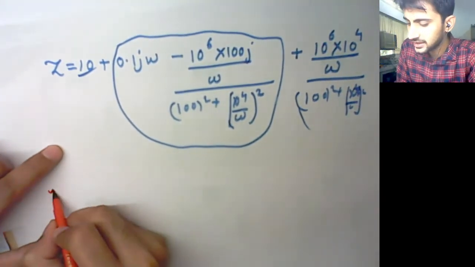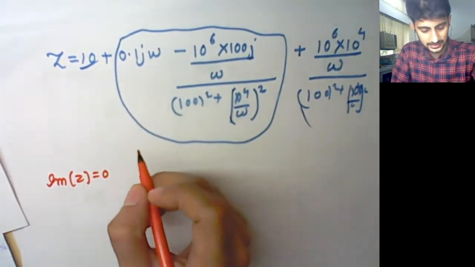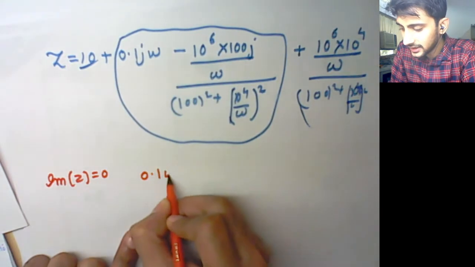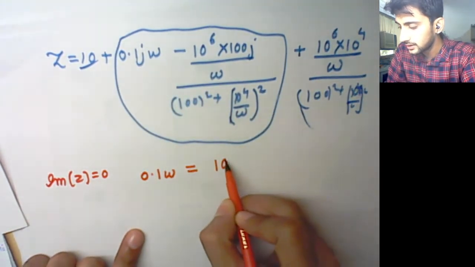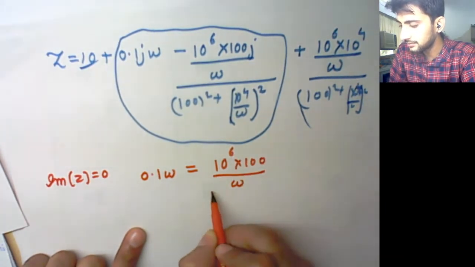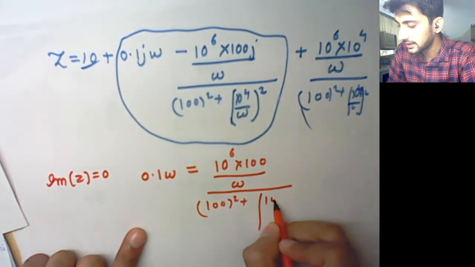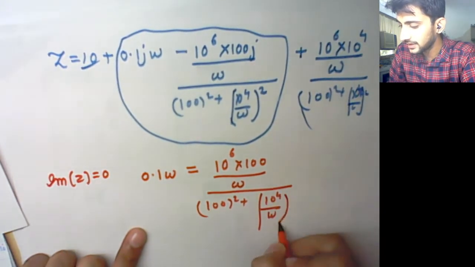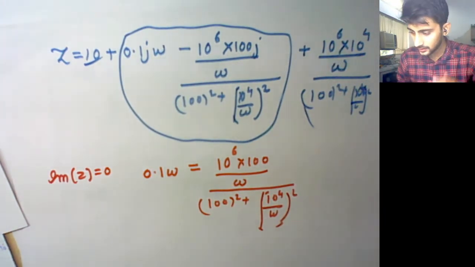So the imaginary part of z is to be made 0. It means we can write from here that 0.1 into omega, now see, j we can remove, should be equal to 10 raised to the power 6 into 100 upon omega upon 100 square plus 10 raised to the power 4 upon omega square. Now you solve this whole expression.